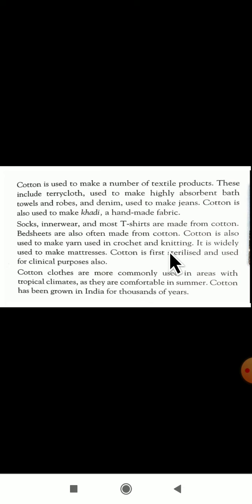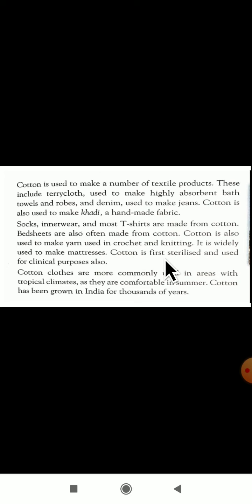It is widely used to make a mattress. A mattress is nothing but a bed here. Yes, whatever we sleep on in the bed, it will be filled with cotton here. For that we call it a mattress. So it is widely used to make mattresses.